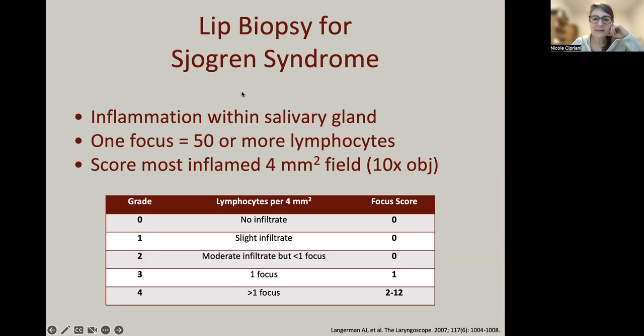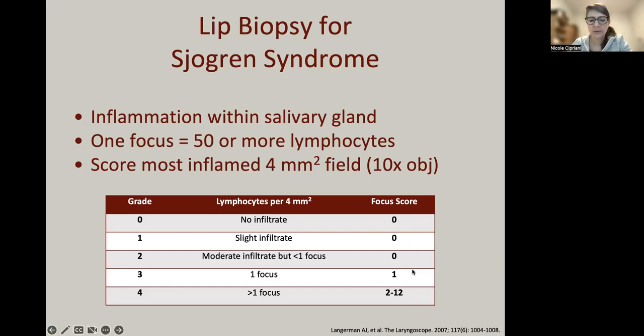So the next non-neoplastic thing that we do see biopsies for is Sjogren's syndrome. What we're looking for is inflammation within the minor salivary gland of the lip, right? So easy site to access, rich in salivary tissue. What we want to look for is basically lymphocytes or lymphoplasmacytic inflammation.